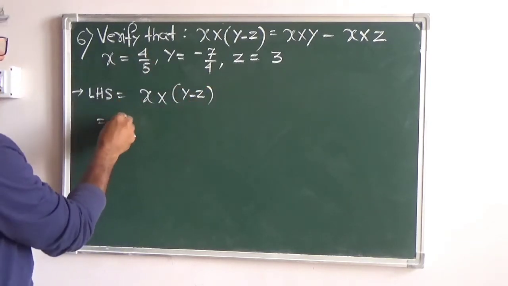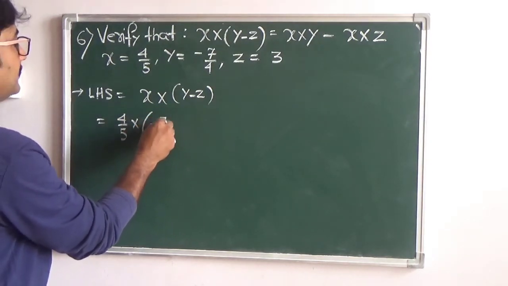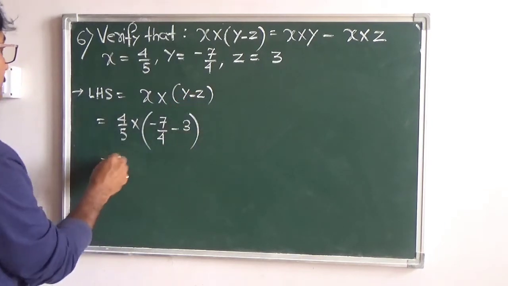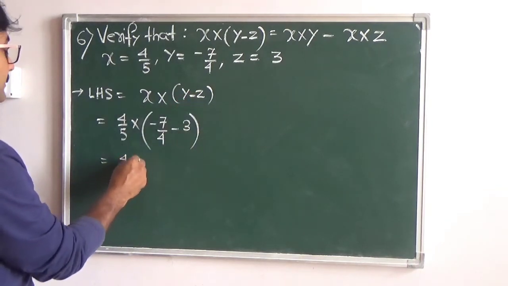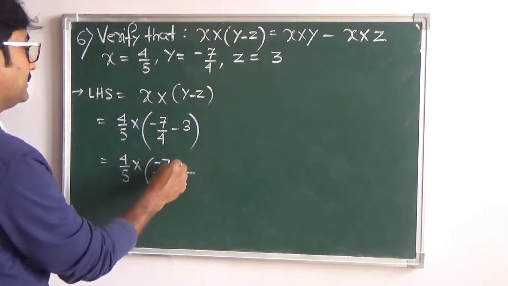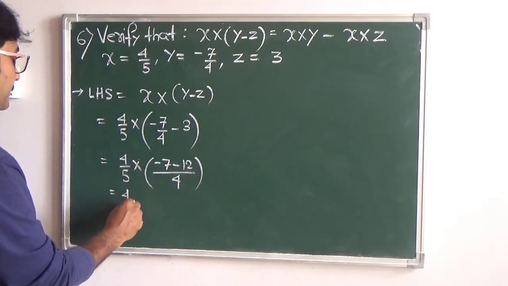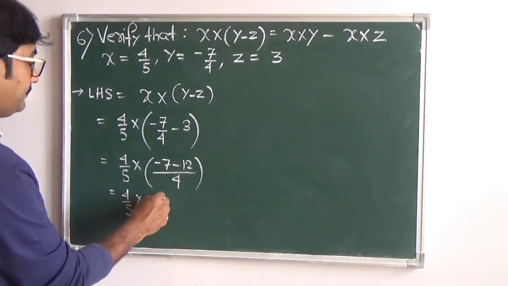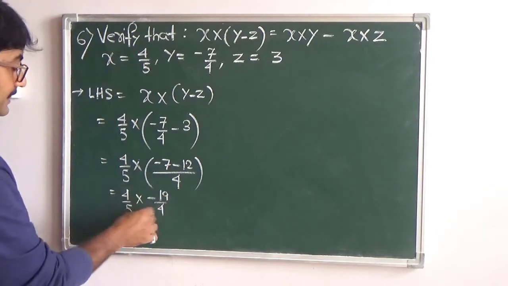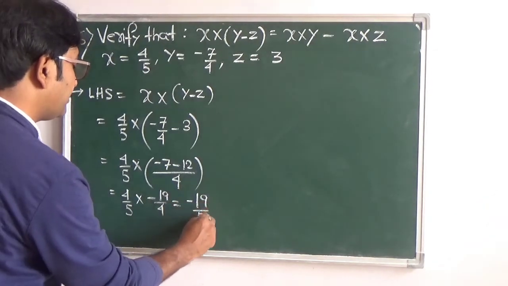So x is given as 4 by 5, multiplied by y minus 7 by 4 minus 3. So we have 4 by 5. We take LCM as 4. This becomes minus 7 and this becomes minus 12. So it is 4 by 5 multiplied by minus 19 by 4. So 4 and 4 will cancel out. So the final result is minus 19 by 5.